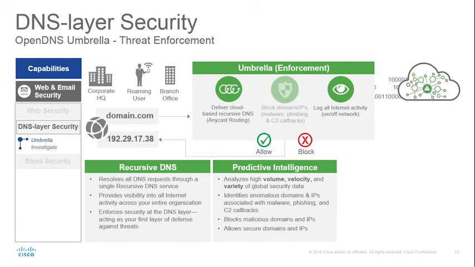Similar to Amazon learning from shopping patterns to suggest the next purchase, or Pandora learning from music listening patterns to play the next song, OpenDNS learns from internet activity patterns to identify attacker infrastructure being staged for the next threat. A differentiating feature of Umbrella is the high volume, velocity, and variety of global security data it analyzes. Over 80 billion internet requests per day.